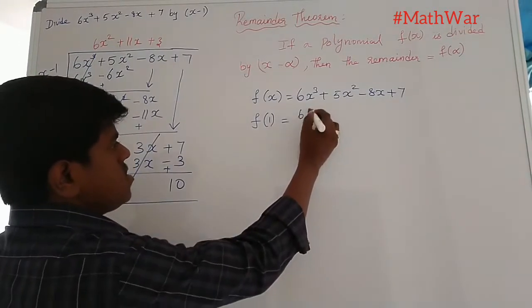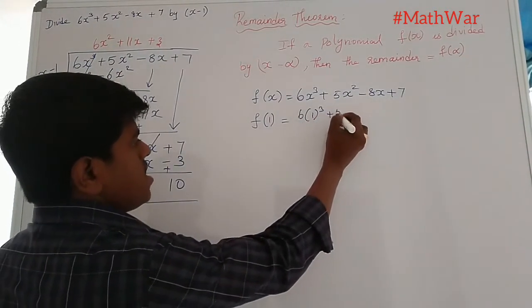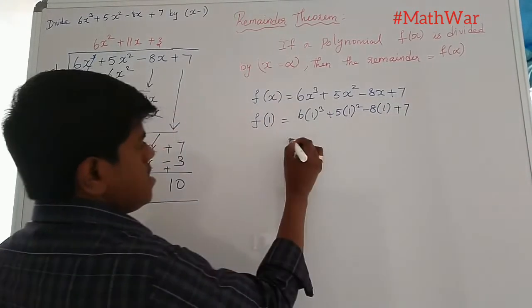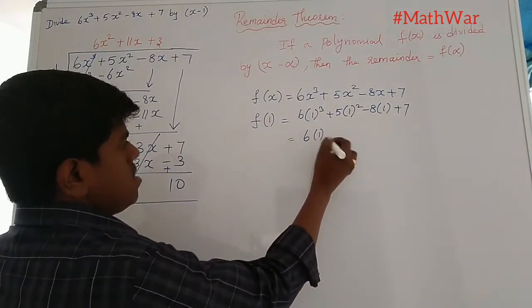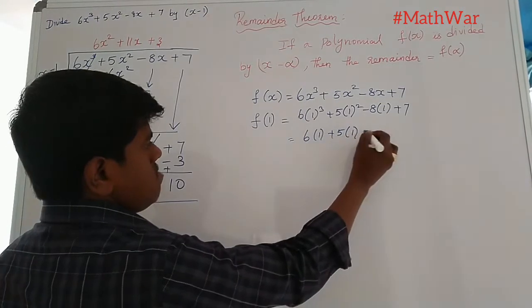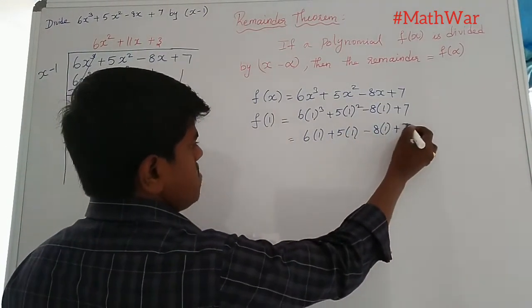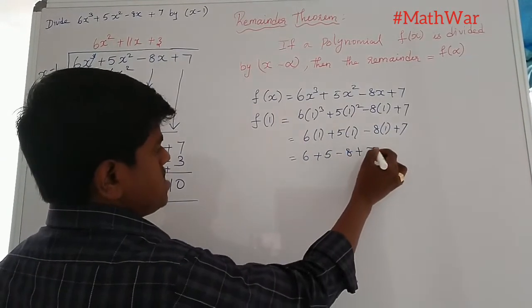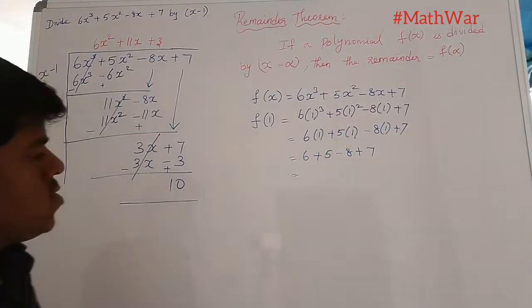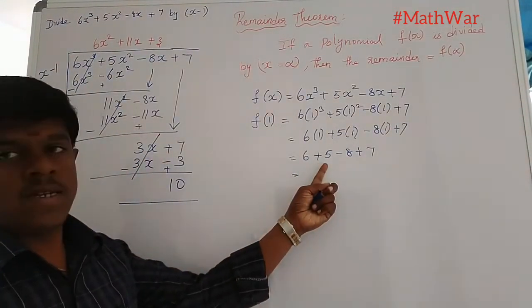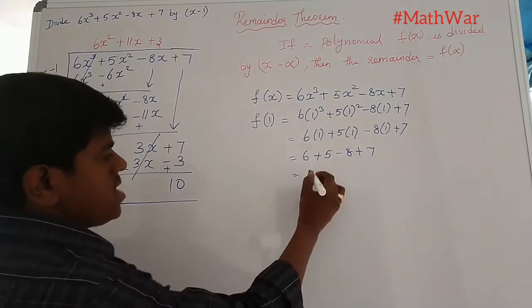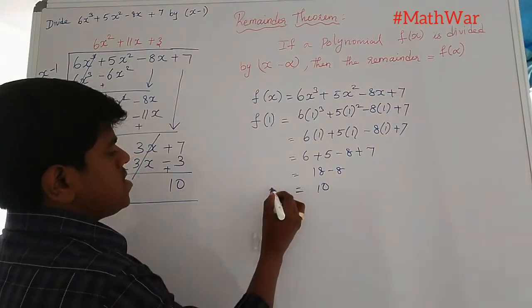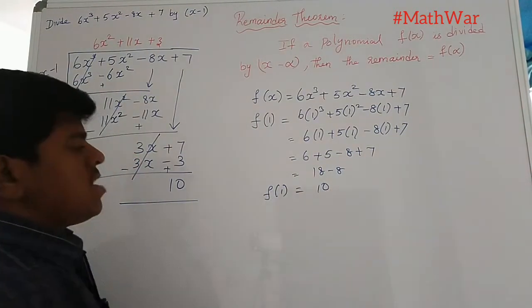So 6 into 1 cubed plus 5 into 1 squared minus 8 into 1 plus 7. That is 6 into 1 plus 5 into 1 minus 8 into 1 plus 7. That is 6 plus 5 minus 8 plus 7. 6 plus 5 is 11, 11 plus 7 is 18, and 18 minus 8 is 10. So f of 1, we got the answer as 10.